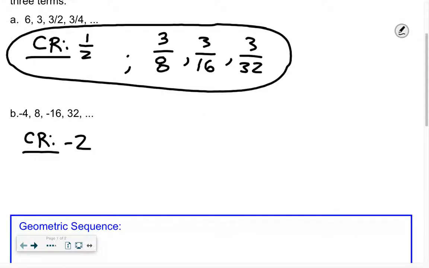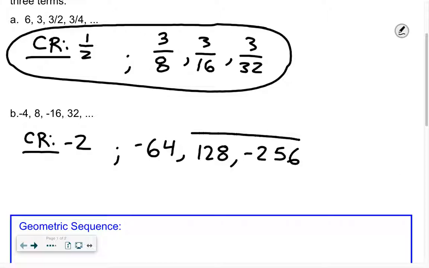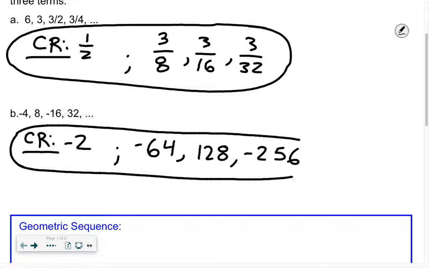Next couple of terms that we're looking at there: -64, positive 128, and the last one, -256, I believe. Just keep multiplying by that -2. So again, there's a pattern going on there, but the difference between the arithmetic, where we had the common difference, and the geometric is that now we're looking at a common ratio. We're multiplying, essentially.